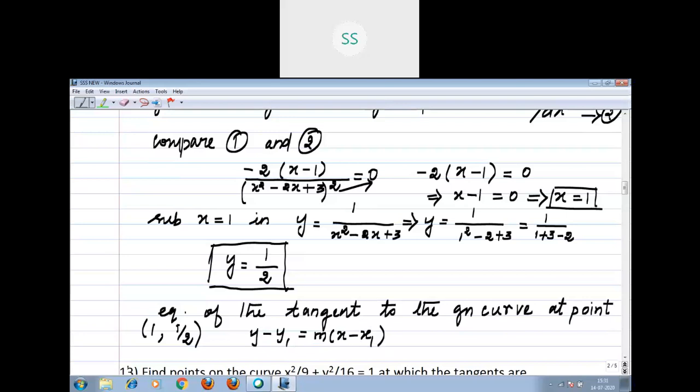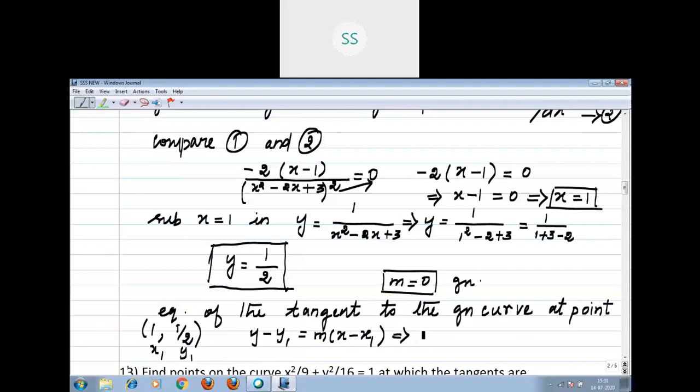Here one point is there, your slope is also there. This one is your x1, y1. Your slope is given as what? m equal to 0. Slope is given, right?